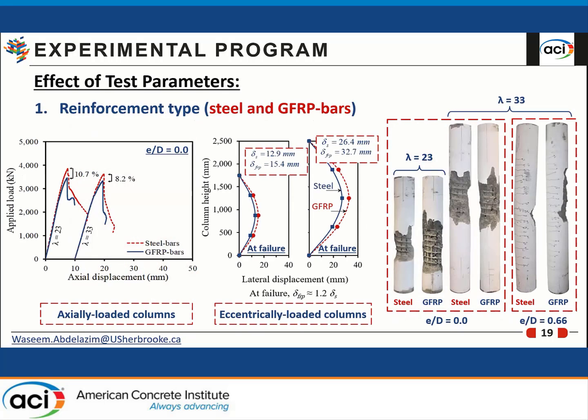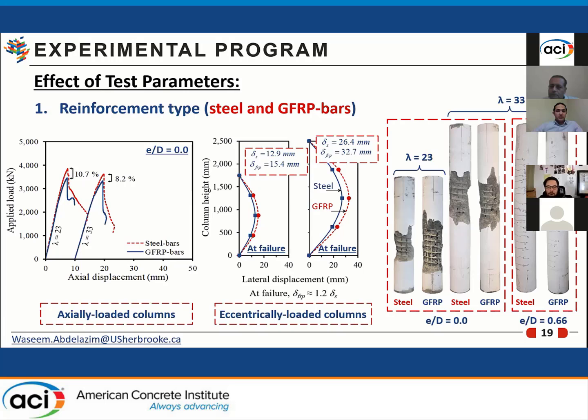The second part related to the experimental observations is the effect of test parameters. The first test parameter investigated in this study is reinforcement type, and from the plotted load axial displacement curves and lateral displacement profile, and also the shown failure of the tested steel and GFRP reinforced concrete columns, it can be observed that the behavior of the slender GFRP reinforced concrete columns is very comparable to steel reinforced concrete counterparts. And of course, there is some reduction in the loading capacity, but this reduction in the capacity of GFRP reinforced concrete columns, or the relatively higher lateral displacement compared to steel reinforced concrete ones, can be considered in the design equations.